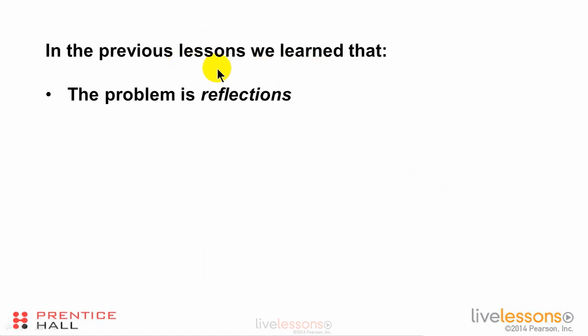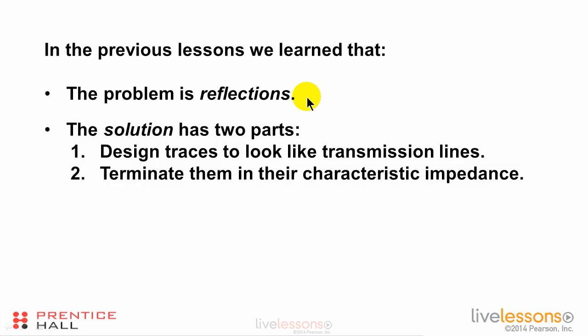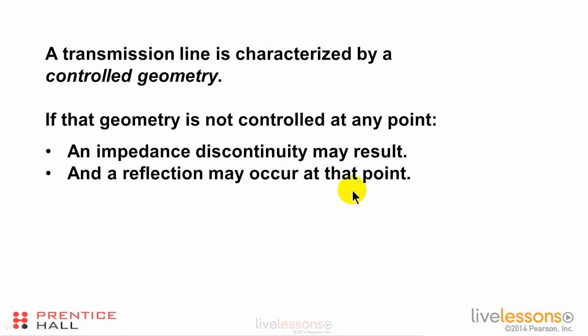In the previous lessons, we learned that the problem is reflections, and the solution to that problem has two parts. Design our traces to look like transmission lines, and then terminate them in their characteristic impedance. And a transmission line is characterized by a controlled geometry. That's why we call them controlled impedance traces.